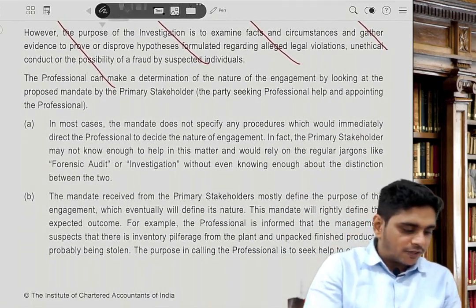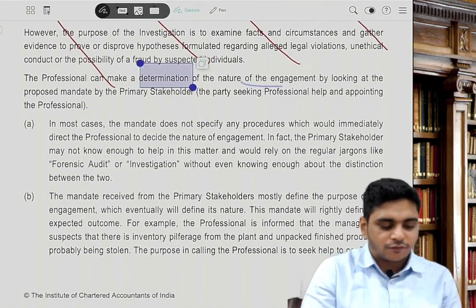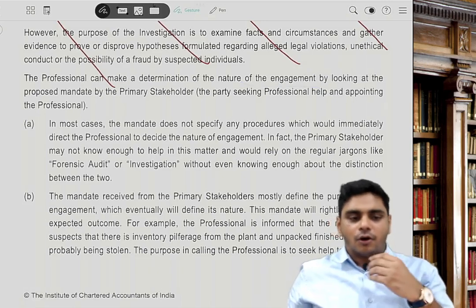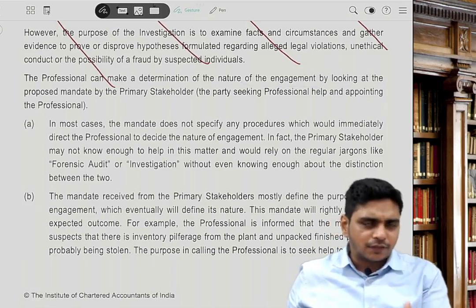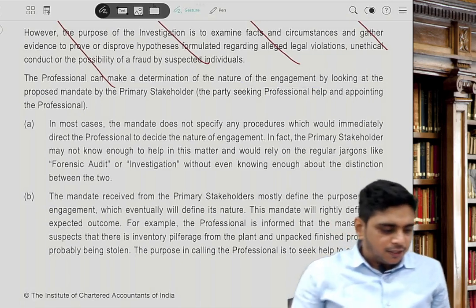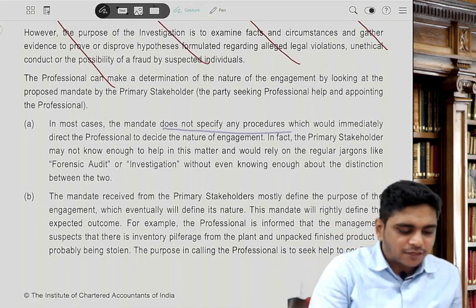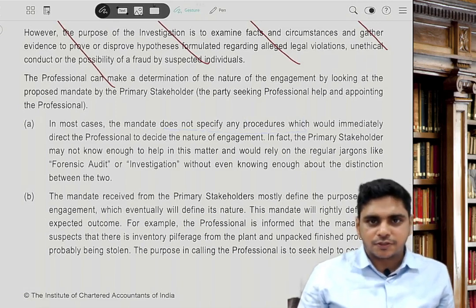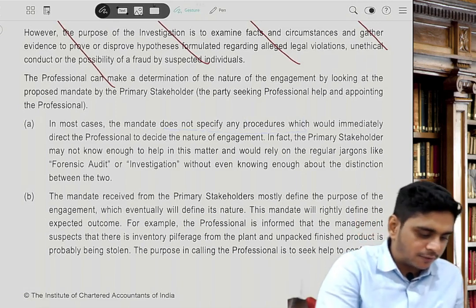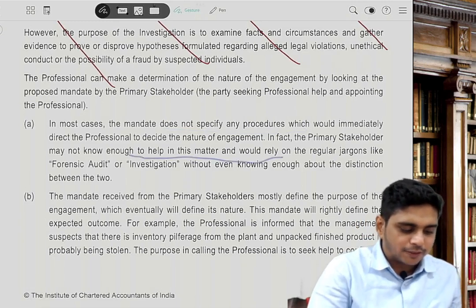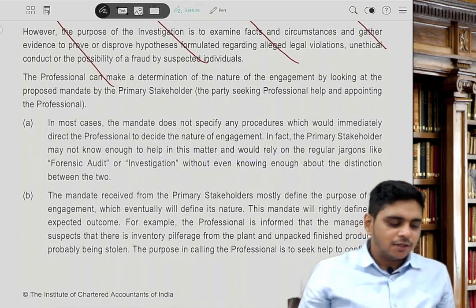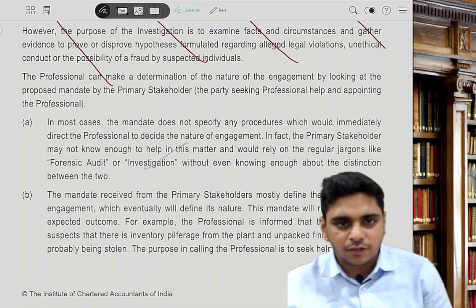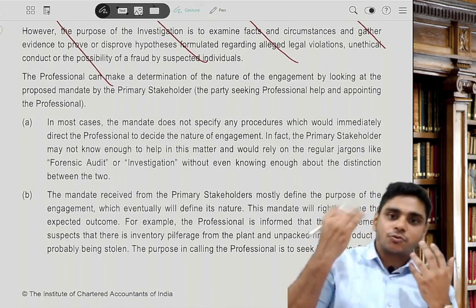Now, the professional can make a determination of the nature of engagement by looking at the proposed mandate, like whether he has been asked to do the audit or whether he has been asked to do the investigation or forensics. In most cases, the mandate does not specify any procedure which would immediately direct the professional to decide the nature of engagement. The primary stakeholder may not know enough to help in this matter and would rely on regular jargon, like they would use the word forensic audit or investigation even without knowing the distinction between the two. So it is on the professional, he has to take a wise call.